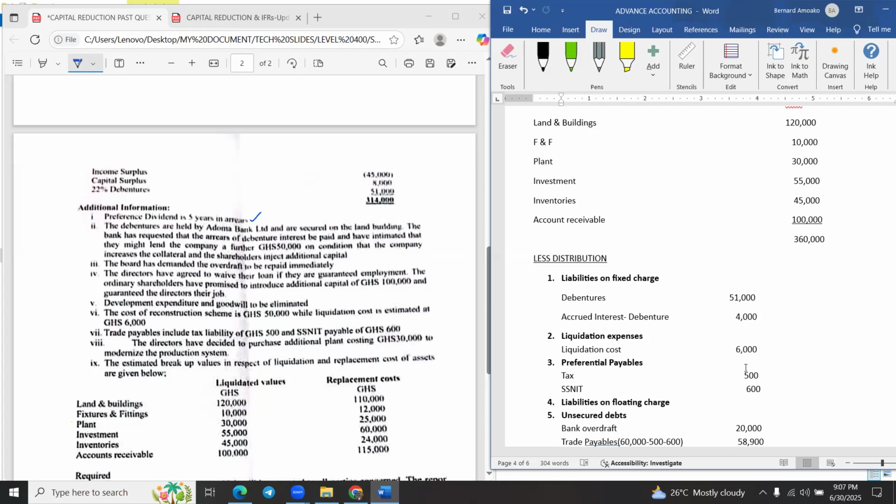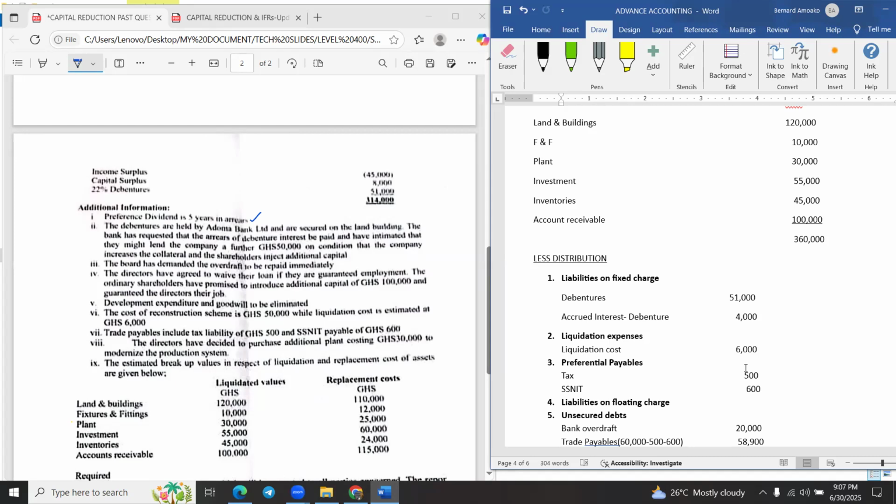So even the government would come after I've paid the secured debt that I owe and my liquidation expense, before I begin to think about the government that I owe and the employees that I have to pay.